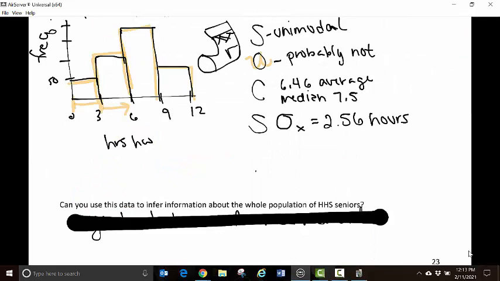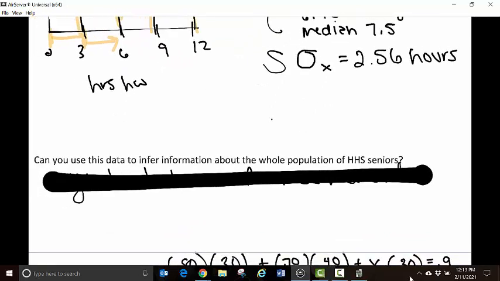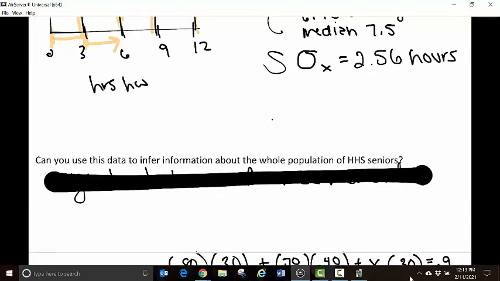Can you use this data to infer information about the whole population of Hillcrest High School? What do you guys think? Can I use this data? I'm saying a yes and I'm saying a no. Why yes? And then why are you saying no? Yeah. So the answer is yes, but really no.